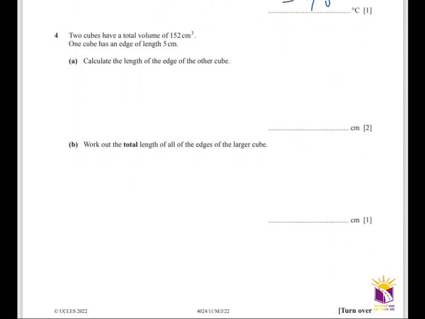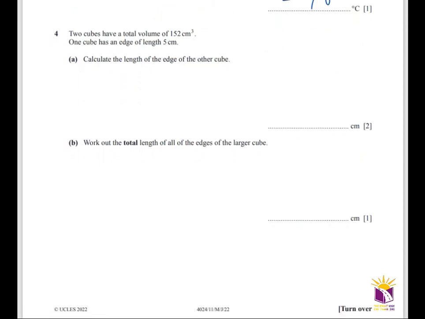Question number 4. Two cubes have a total volume of 152 centimeter cube. One cube has an edge of length 5 centimeters. Calculate the length of the edge of the other cube. So we are going to find the volume of the cube with length 5 centimeters. We know that the volume of a cube can be calculated by the formula length cube, and its length is 5, so it will be equal to 125.